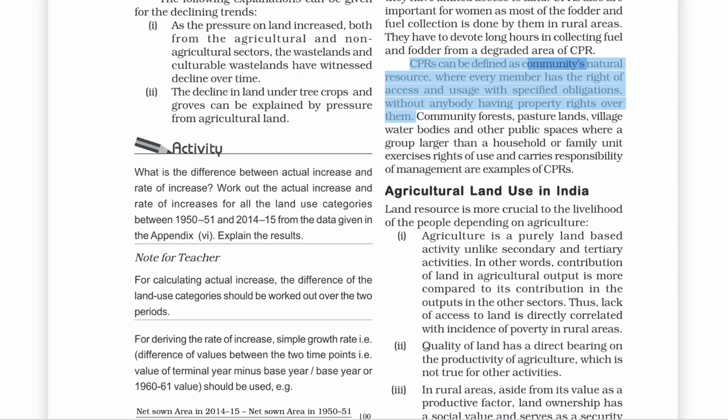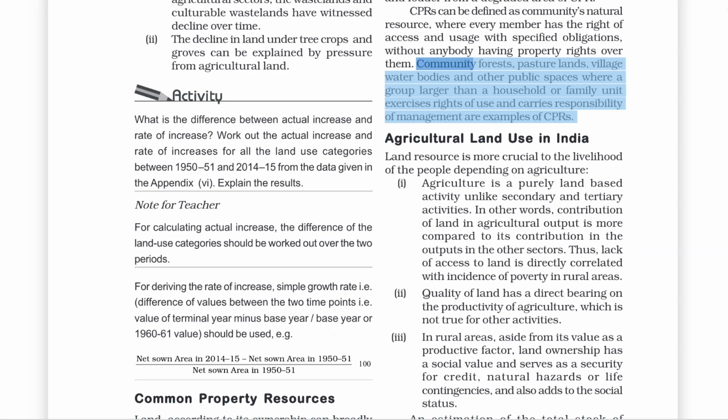CPRs can be defined as community's natural resource, where every member has the right of access and usage with specified obligations, without anybody having property rights over them. Community forests, pasture lands, village water bodies and other public spaces where a group larger than a household or family unit exercises rights of use and carries responsibility of management are examples of CPRs.